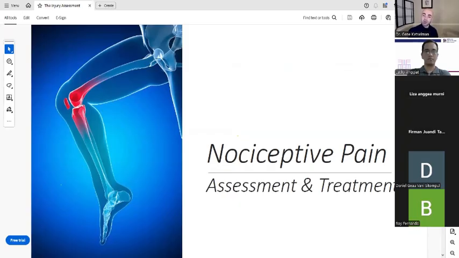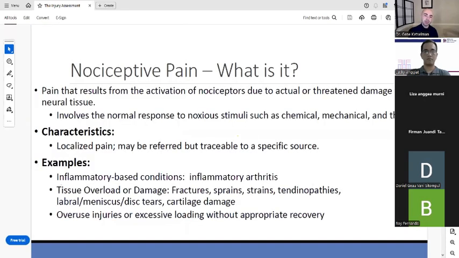All right, so we begin with nociceptive pain. So the threat is from the body. So with nociceptive pain, it is pain that results from the activation of nociceptors, appropriate activation of nociceptors, due to actual or threatened damage to non-neural tissue. Okay? So this is tissue within our body that does not involve the nerves, because when it involves the nerves, we'll talk about neuropathic. So this involves a normal response to noxious stimuli, such as chemical, mechanical, and thermal.